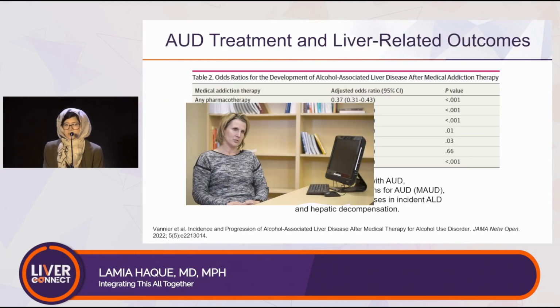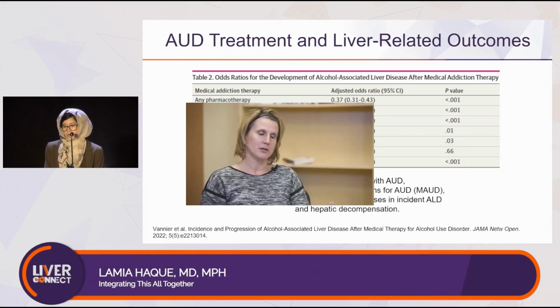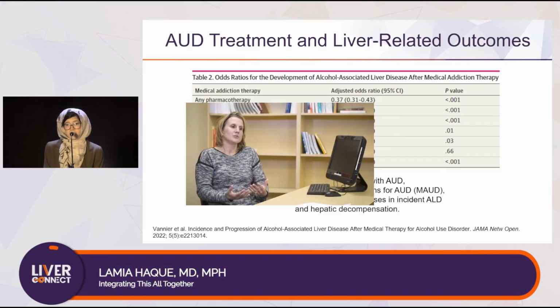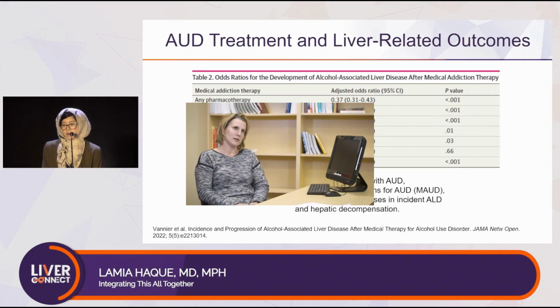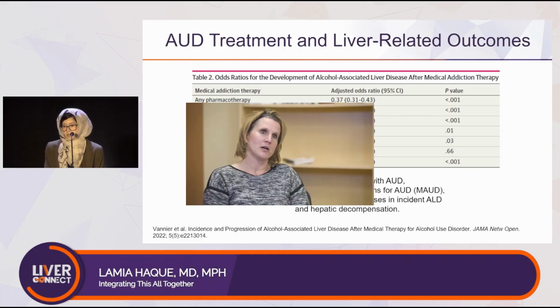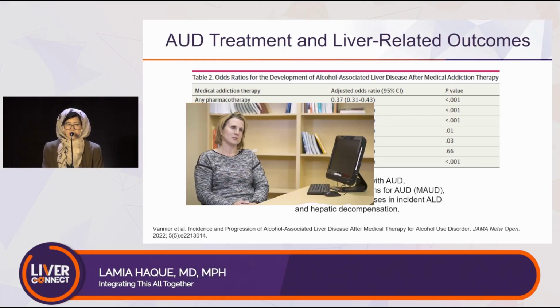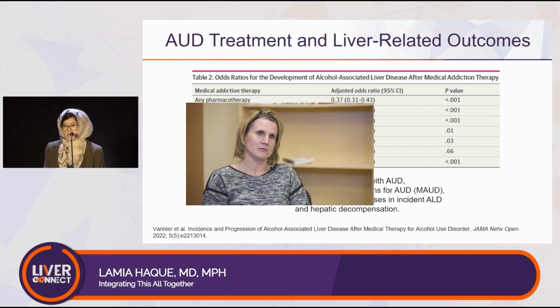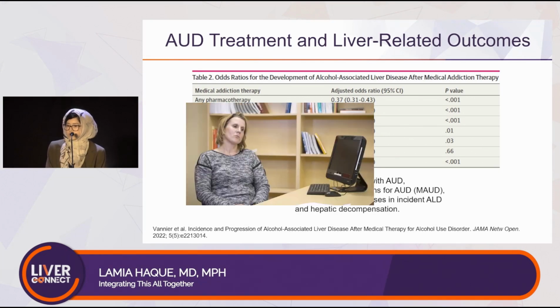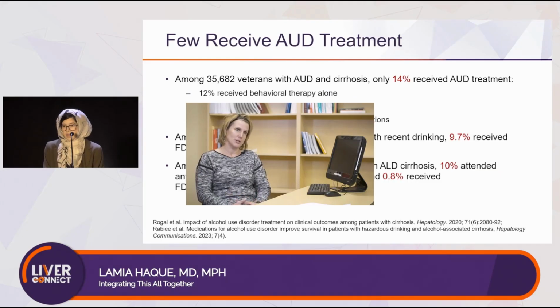These findings have been initially shown in other cohorts as well. This is a study from the group at MGH using their biobank. They looked at the association between receiving alcohol use disorder treatment, in the form of pharmacotherapy, and liver-related outcomes, and they found that there was a lower rate of incident alcohol-associated liver disease as well as hepatic decompensation.